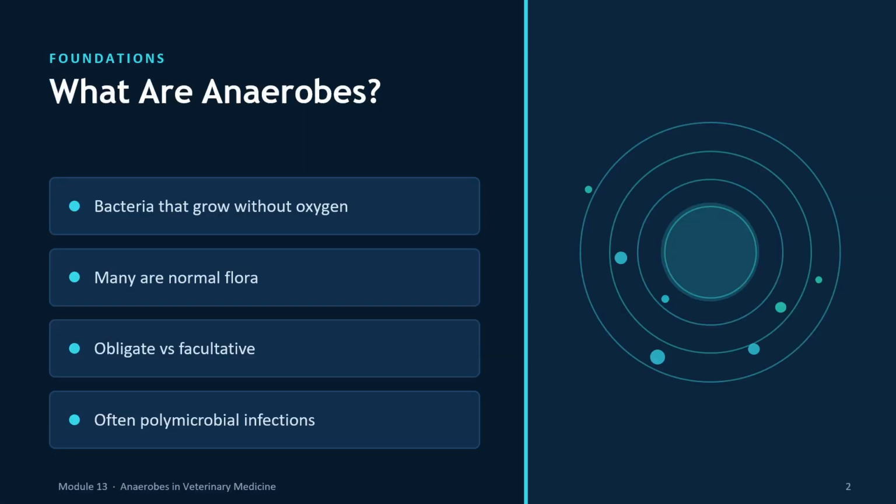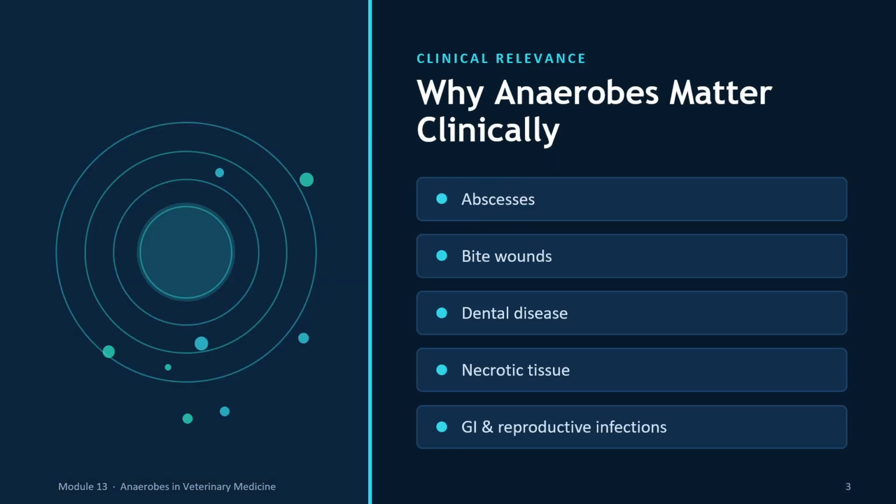Let's get to it. Anaerobes are bacteria that grow best or only in environments without oxygen. Many are normal flora of the mouth, GI tract, skin folds, and reproductive tract. They're not inherently bad, they become pathogenic when they get into the wrong place or when tissue becomes hypoxic. Most anaerobic infections are polymicrobial, meaning anaerobes work together with aerobes to create a low oxygen environment that favors their growth.